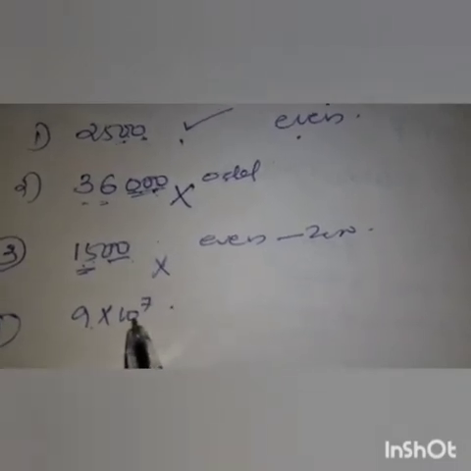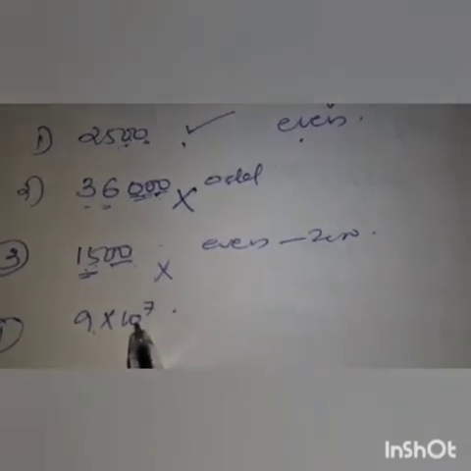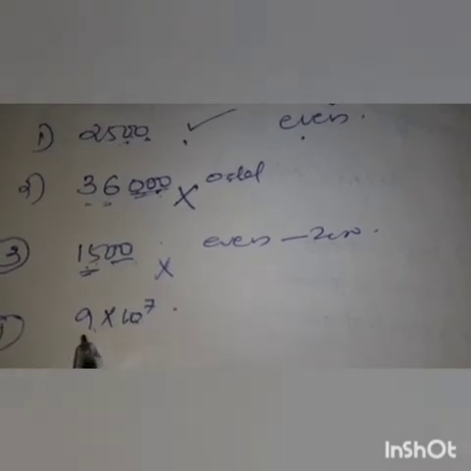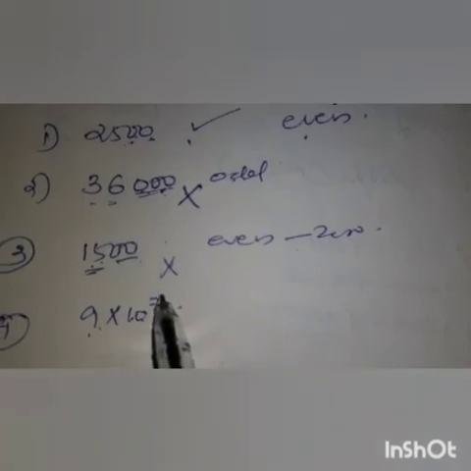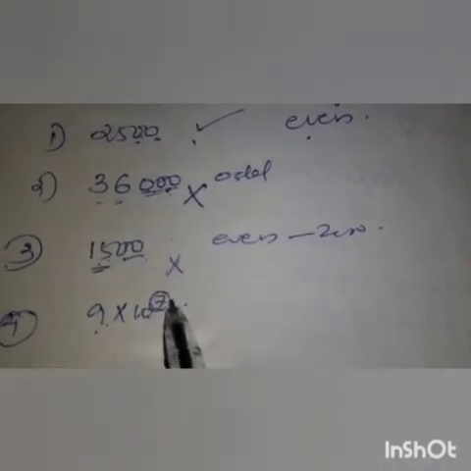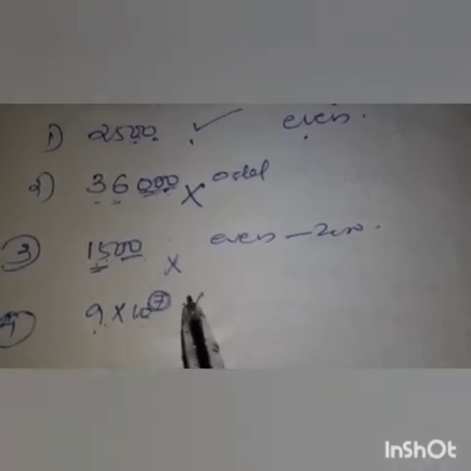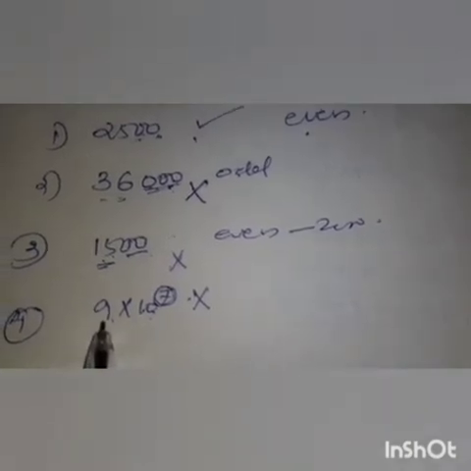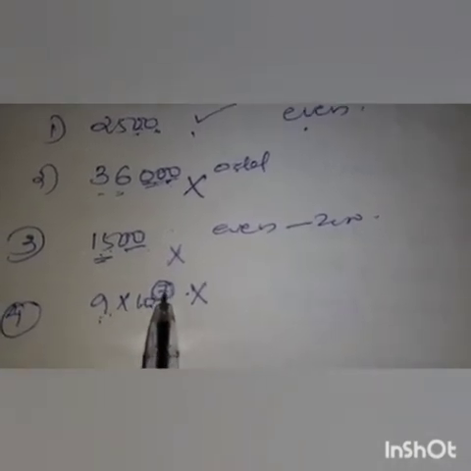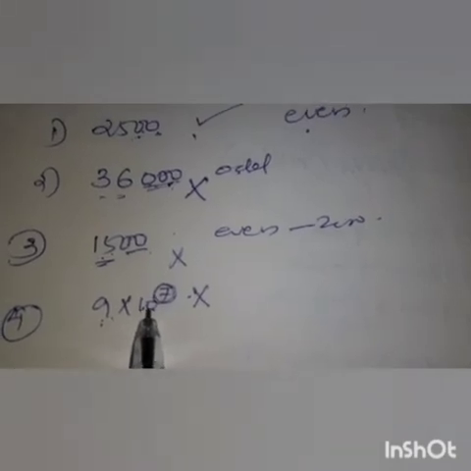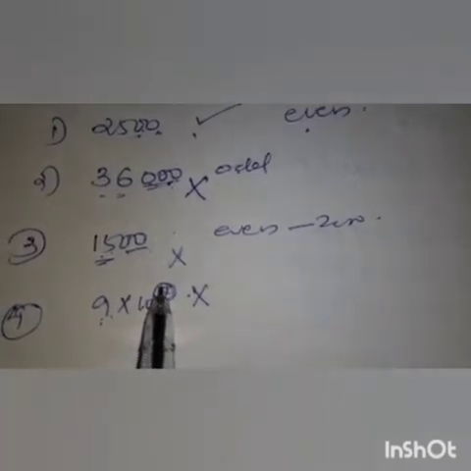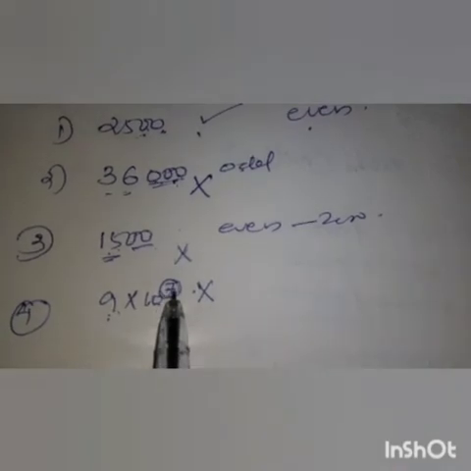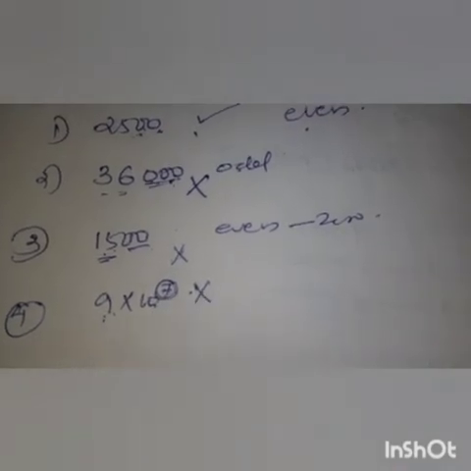9 into 10 raised to 7. Is it a perfect square? 9 is a perfect square, but the number of zeros is not even, so that is not a perfect square. 9 has square root 3. But 10 raised to 7 means 1 followed by 7 zeros. So if the number of zeros is odd, it is not a perfect square.